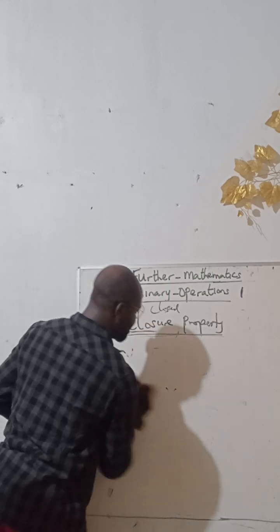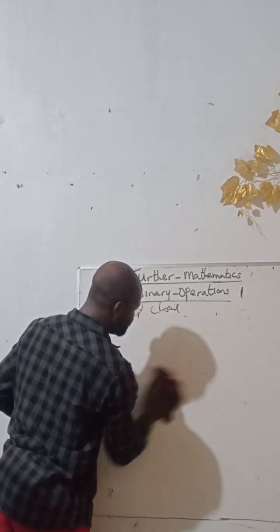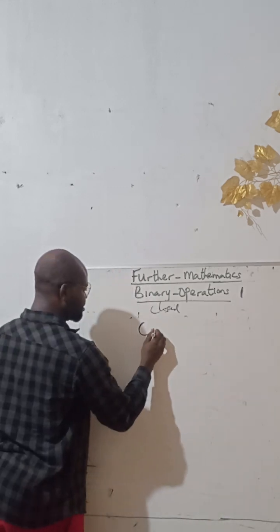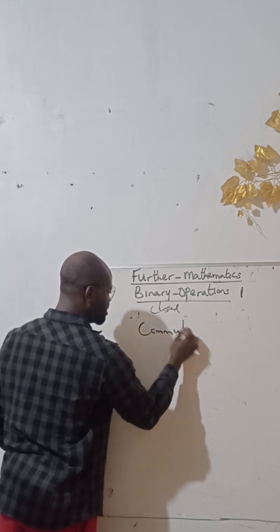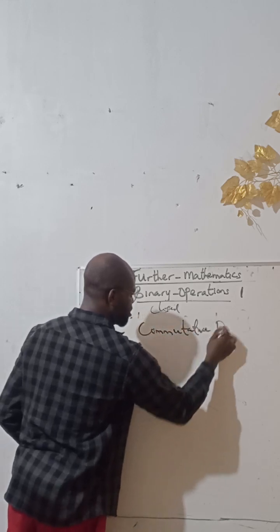Now, having known that, let me explain commutative properties. Commutative properties.